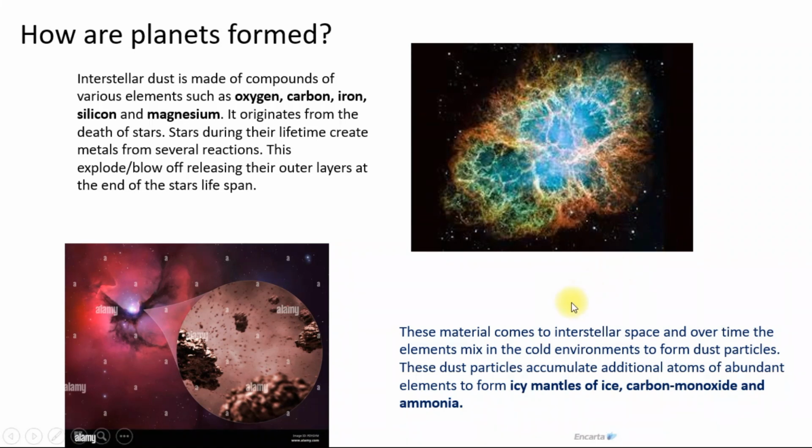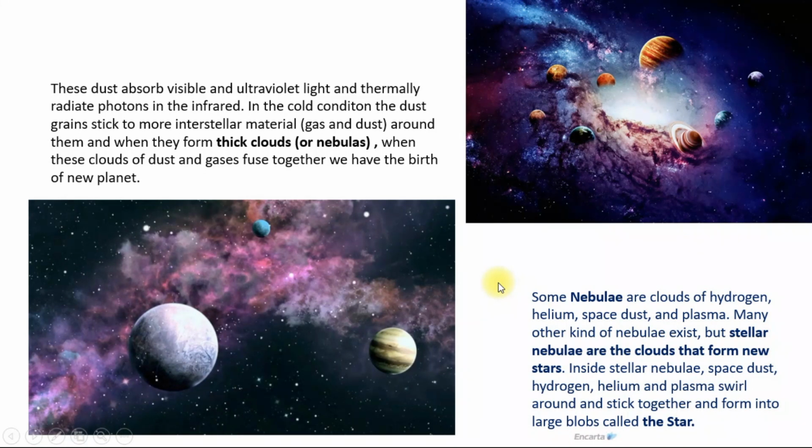This material can come together in interstellar space and over time mix with the cold environment to form dust particles. These dust particles further accumulate additional atoms to form what are called icy mantles, carbon monoxide, and ammonia constituents. Now these dust particles absorb visible light and UV light, that is ultraviolet, and sometimes radiate photons in the form of infrared.